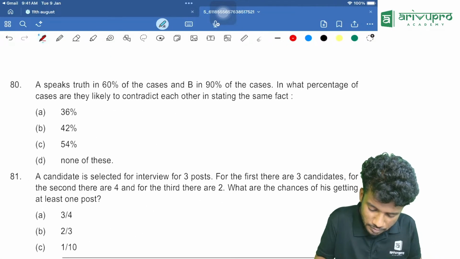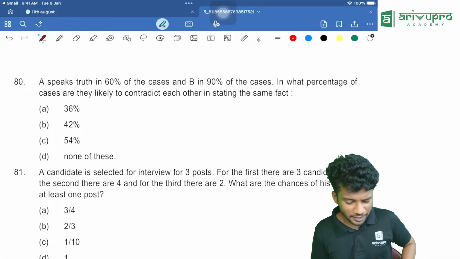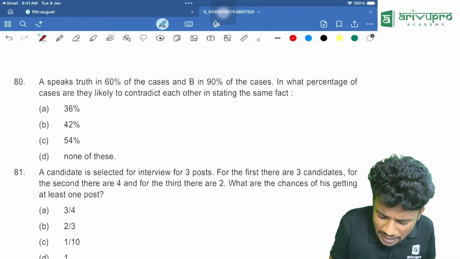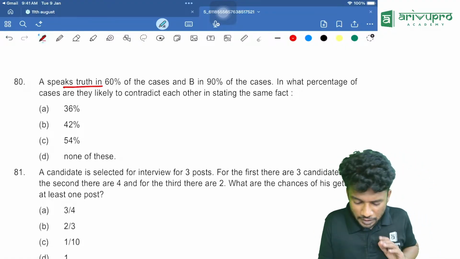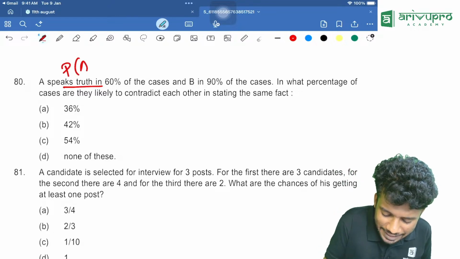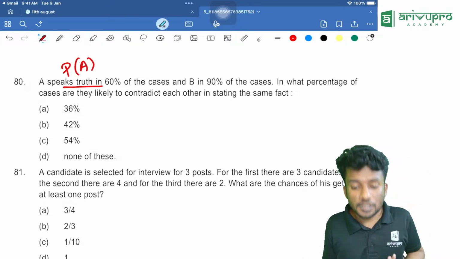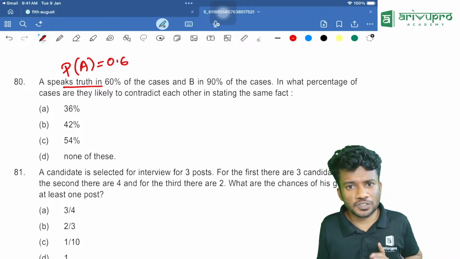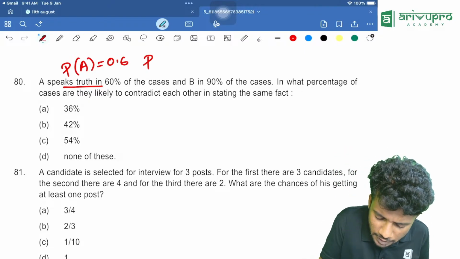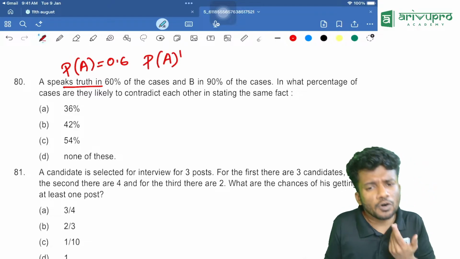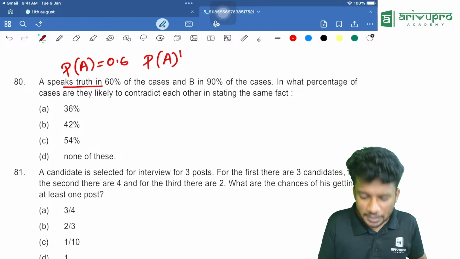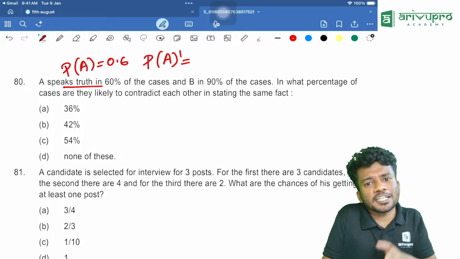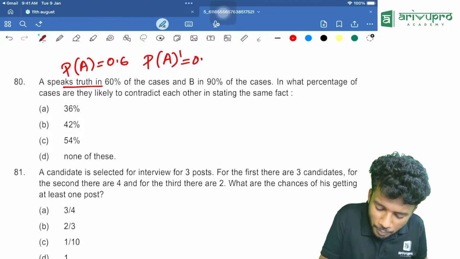Next question. This question is very interesting. A speaks truth 60%. That means the probability of A telling the truth is 0.6, since 60% can be written as 0.6. So P of A not telling the truth, A complement, is 1 minus 0.6, which is equal to 0.4.